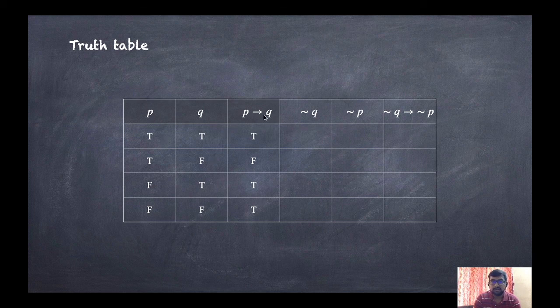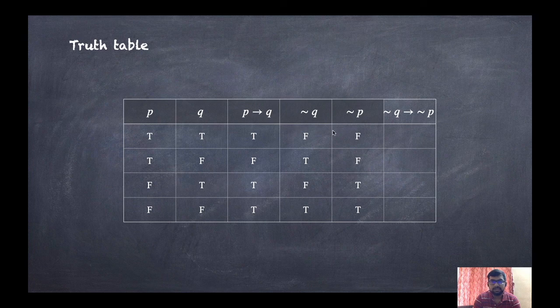Now consider P implies Q. So consider this Q column, and the conclusion part is FT, so here it will be FT. Now not Q: here TF TF, so here it will be FT FT. Simple. Not P, that means negation of P: TT FF, so that means FF TT.